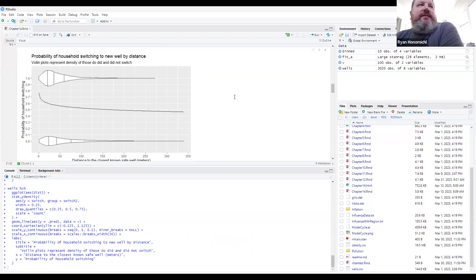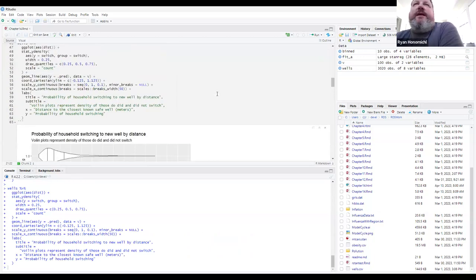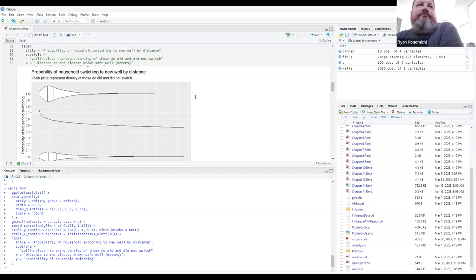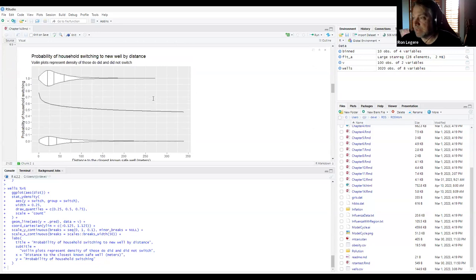They seem allergic to using ggplot in the book. I guess that's what the tidyverse version is for. The book uses base R for everything, but the tidyverse version uses ggplot. So it produces these violin plots in the tidyverse example. This is the probability of the household switching versus the distance. Now you can see it's got this kind of exponential decay because we used a log of the distance when we did the fit.